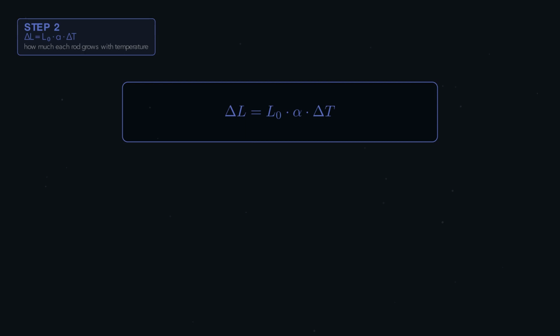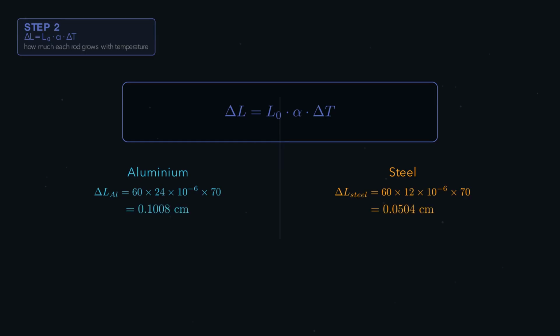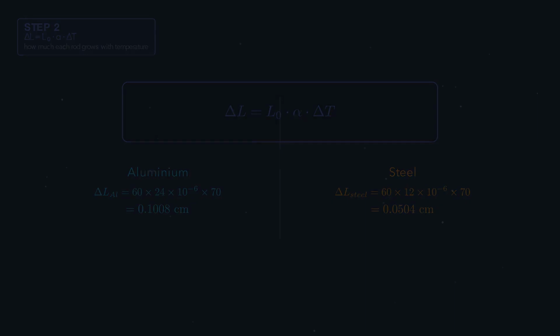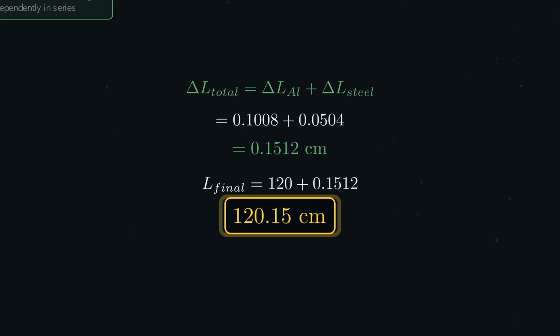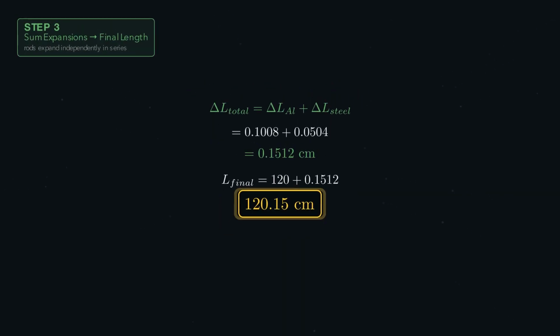The linear expansion formula says the change in length equals the original length times the coefficient times the temperature change. For aluminium, this gives us about 0.10 centimeters of growth. Steel expands half as much, 0.05 centimeters. Here's the key move. We just add both expansions together. 0.10 plus 0.05 gives us 0.15 centimeters total.